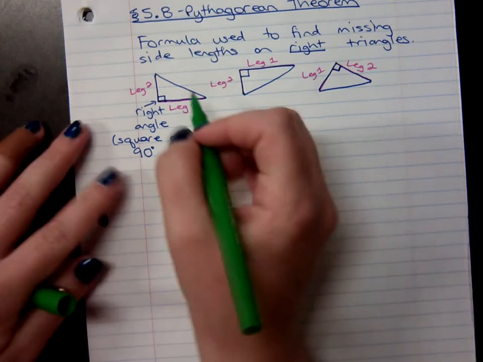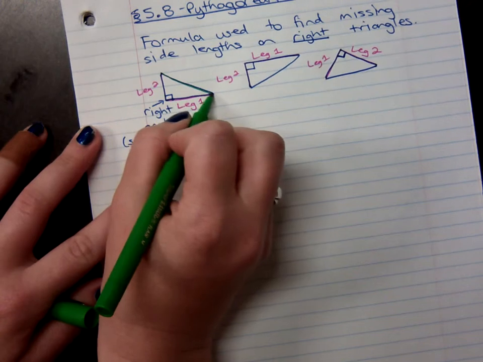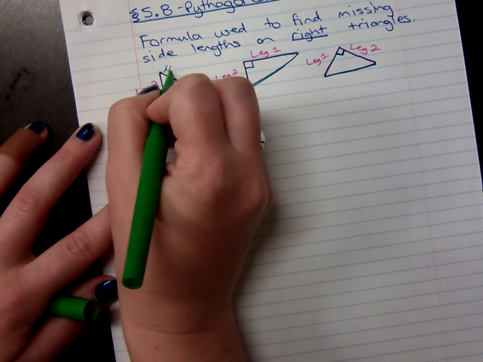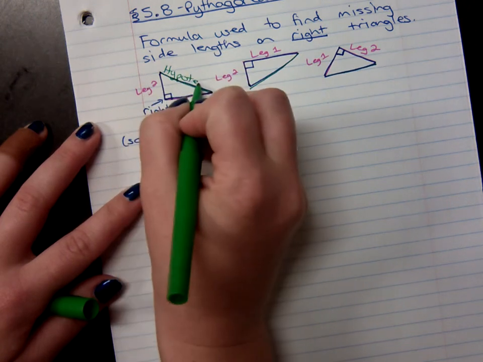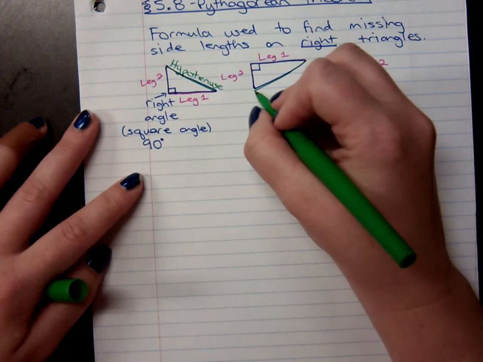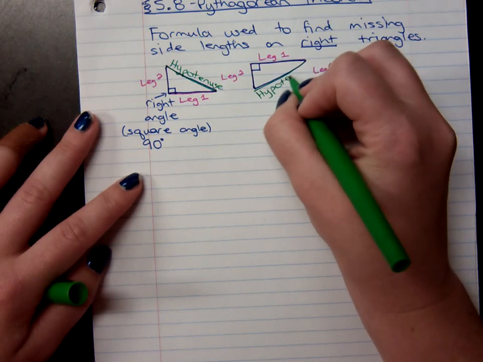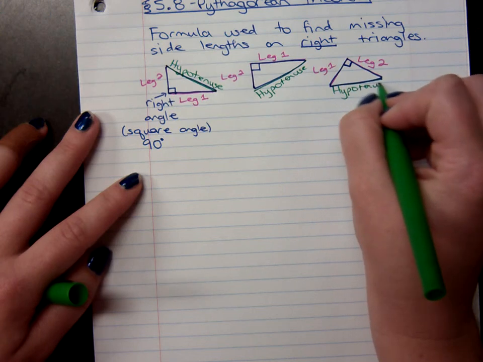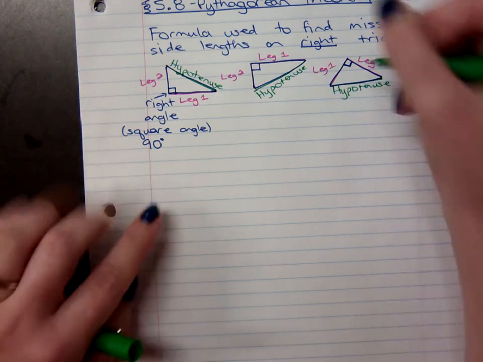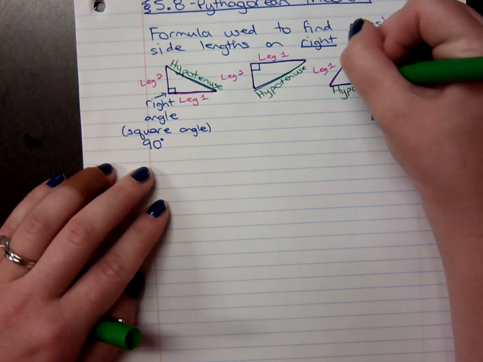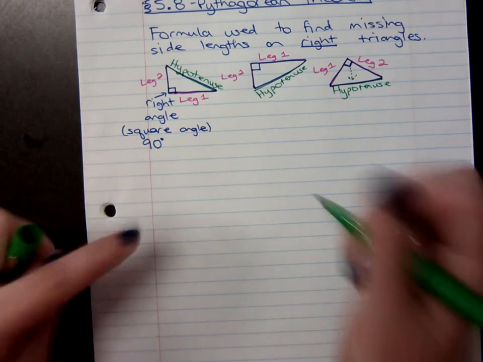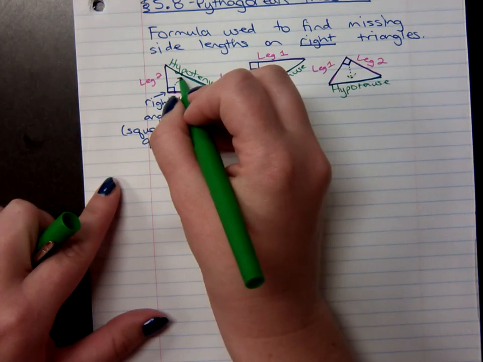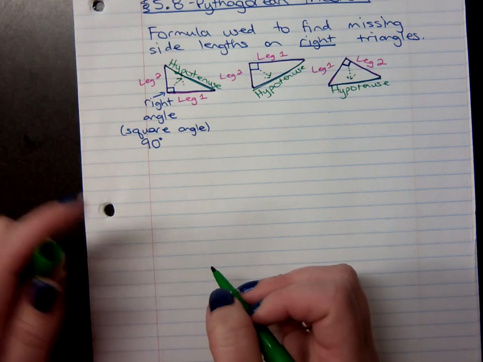The other side, the slanted longest side on these triangles, that third side, is called a hypotenuse. That's a Greek word, that's why it sounds funny. Hypotenuse. It's the third side, and it's always opposite the right angle. So it's always on the other side of the triangle, opposite the right angle. And it's the most important side for what we're going to be doing.